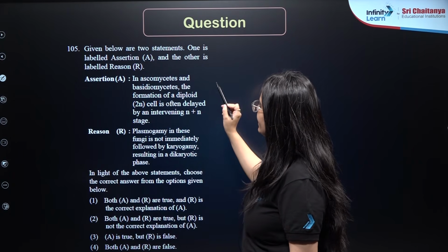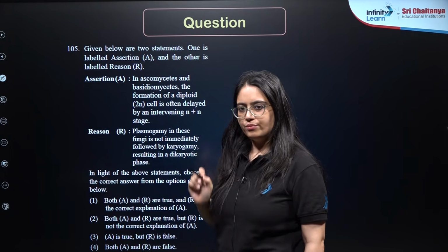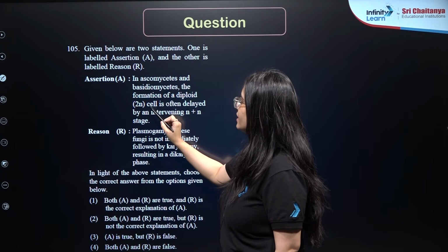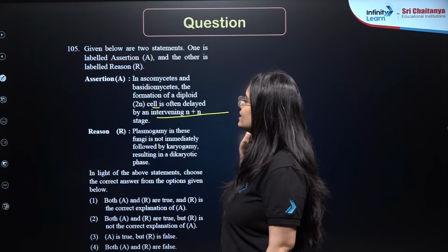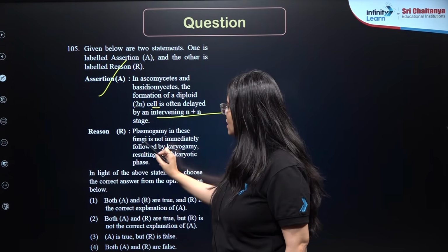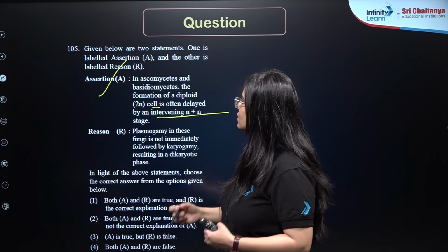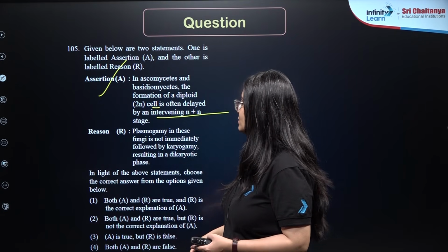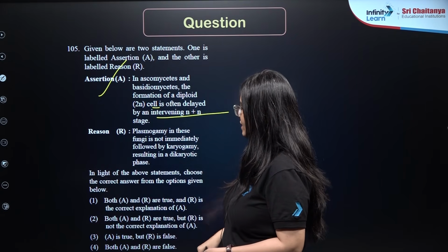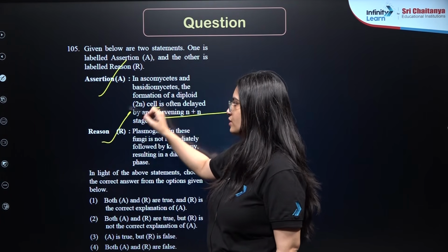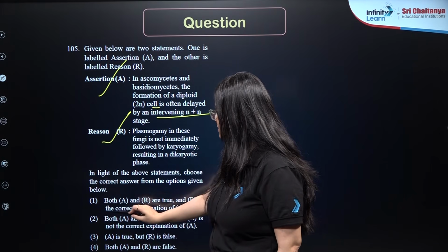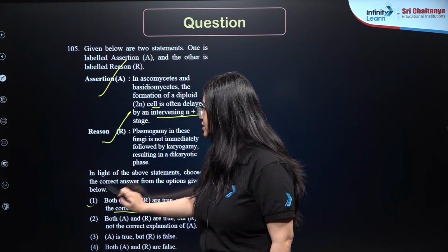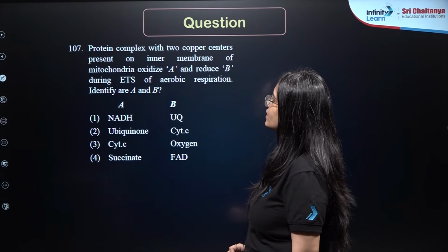Okay, in ascomycetes and basidiomycetes, the formation of a diploid cell 2n is often delayed by an intervening n plus n stage. Plasmogamy in the fungi is not immediately followed by karyogamy, resulting in a dikaryotic phase, correct. In fact, both assertion and reason are true and reason R is the correct explanation of the assertion. 1 is your right answer.